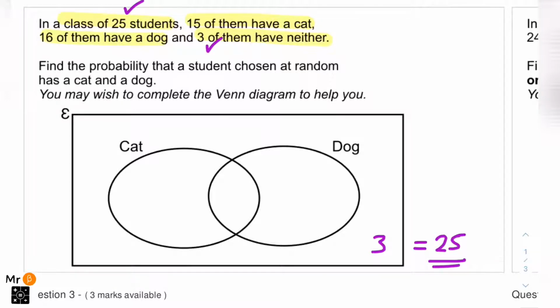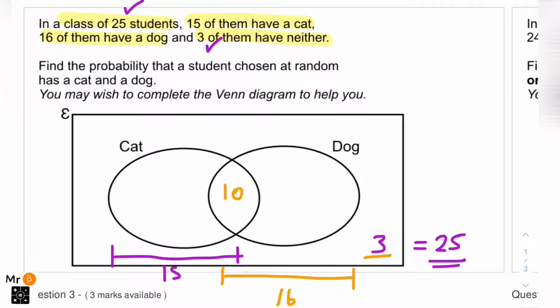Then we know that the total for our cats must be 15, and that the total for our dogs must be 16. But then we also know that these must add up to 22 in total, so that we have a total of 25, because we know there's 3 on the outside. So again, we're just going to use trial and error here. I'm going to start by putting 10 in the middle.